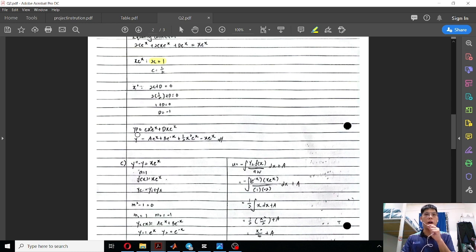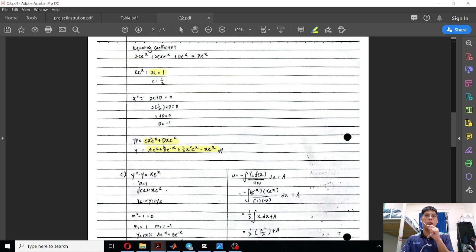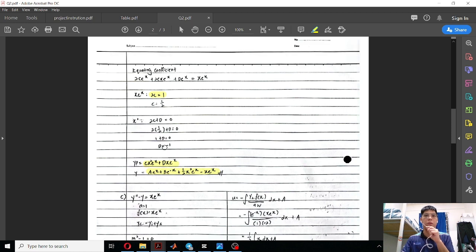And for our equation of yp, we need to substitute the values into the yc equation. So y equals a exponential power of x plus b exponential power of negative x plus 1 over 2 x squared exponential power of x minus x exponential power of x, which is the answer. And this is the final answer of part B.